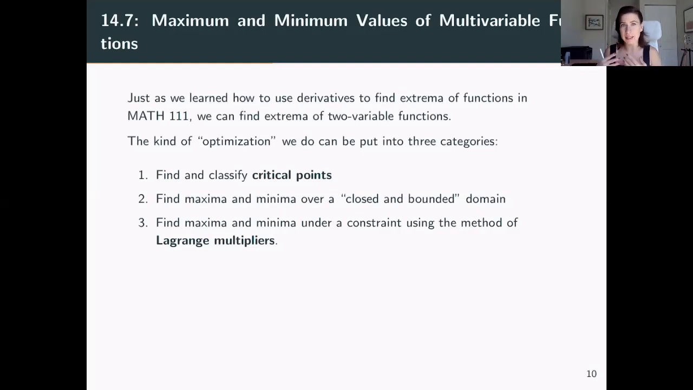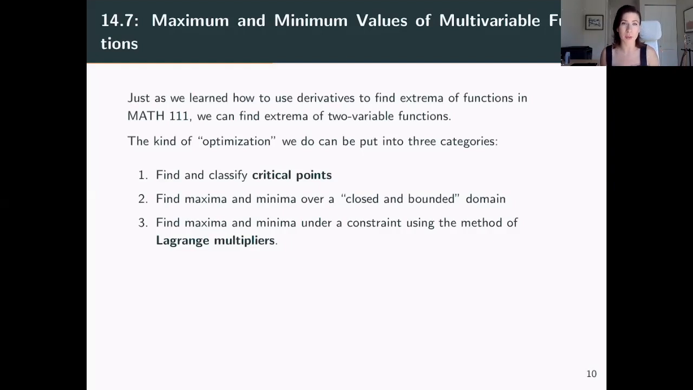But just as multivariable functions are more complicated to differentiate, finding extrema for multivariable functions is slightly more complicated as well. We're going to look at three different kinds of optimization problems. And when we're working with optimization, the first and most important part is the classification of what are called critical points. This is a term that was used in Math 111, and we're going to use it now with multivariable functions. We're going to be looking for minima and maxima over closed and bounded regions.